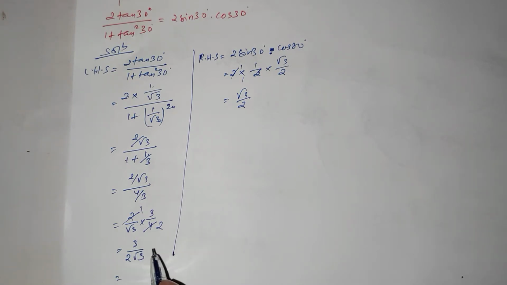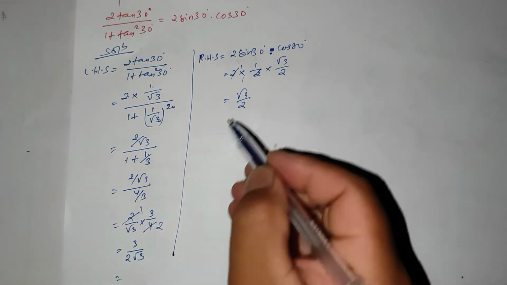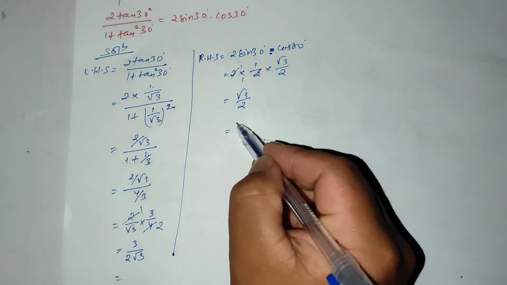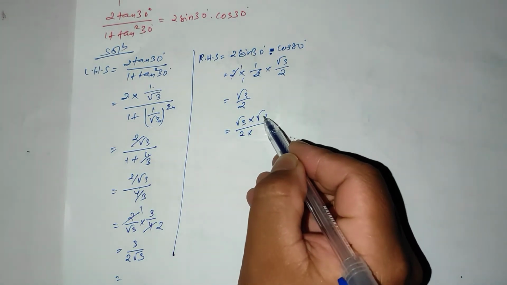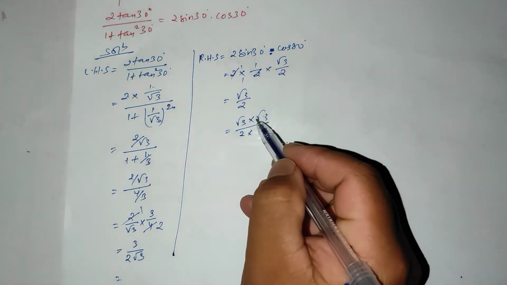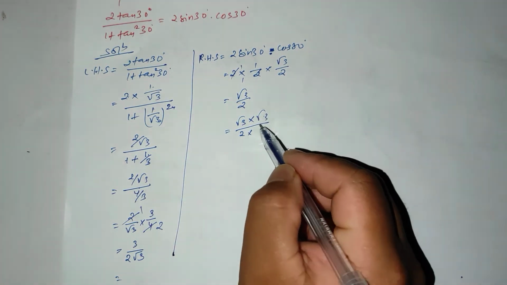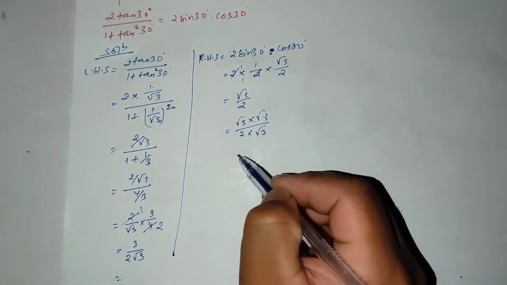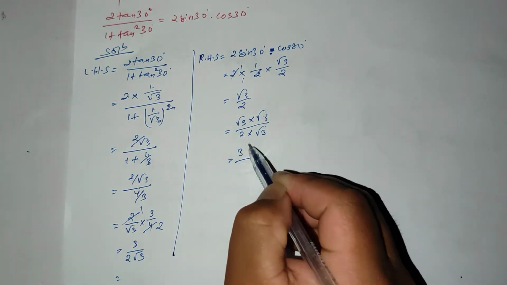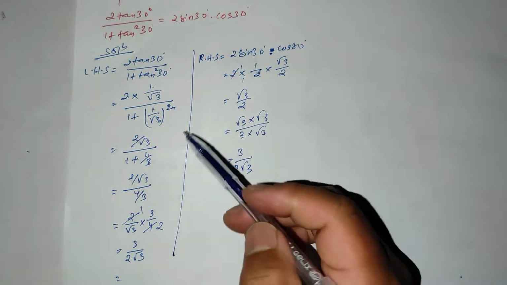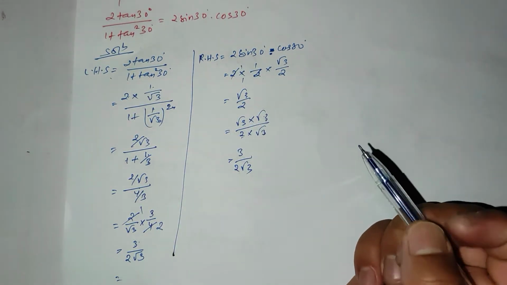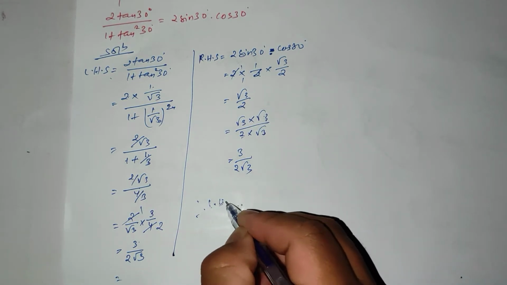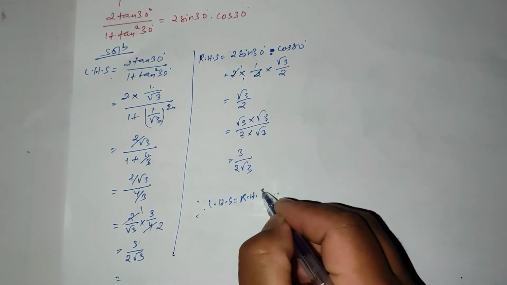Now look here. In the numerator we have 3, but here it is root 3. We can convert: if we multiply root 3 with root 3, it will be converted into 3. To balance the equation, we should also multiply root 3 with 2. Root 3 root 3 is 3, 2 into root 3 is 2 root 3. On solving the left hand side we get 3 by 2 root 3. On solving the right hand side again we get 3 by 2 root 3. Therefore LHS equals RHS, proved.